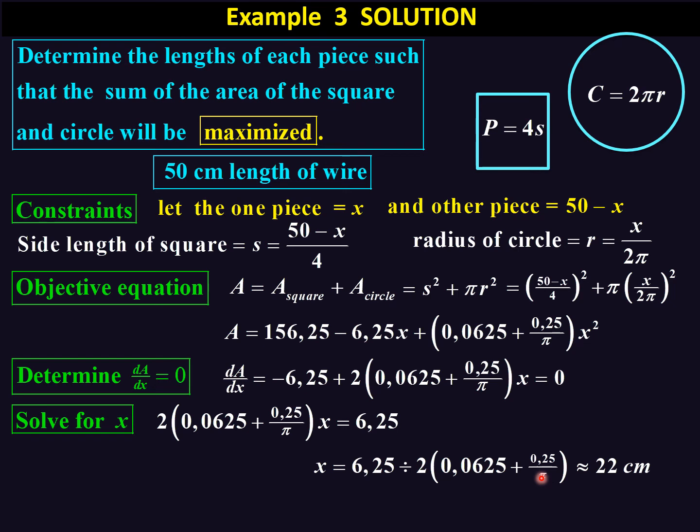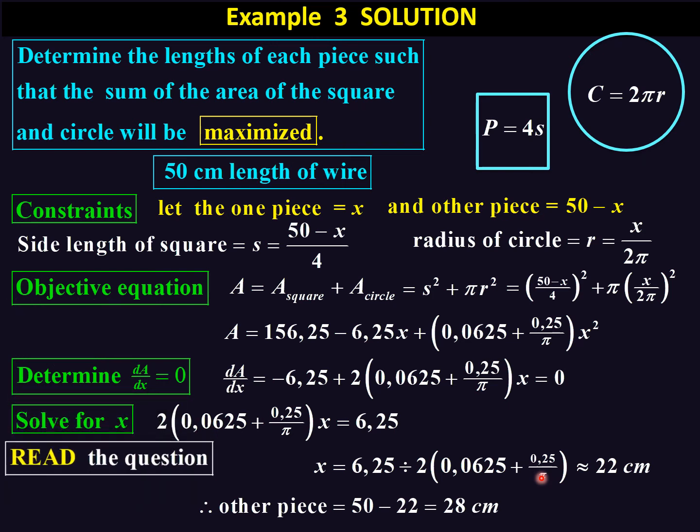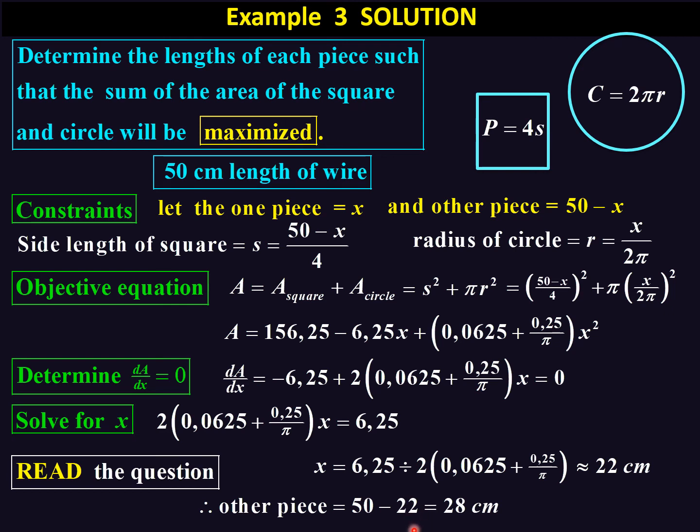Then let's read the question. You want to determine the lengths. That's only the one length. So the other length will be 50 minus 22, which is 28 centimeters. I see I just left out the centimeters there.